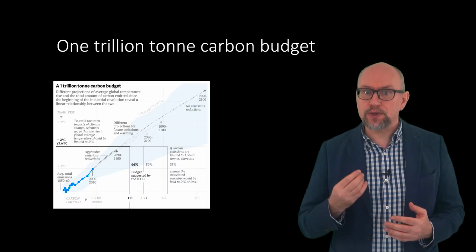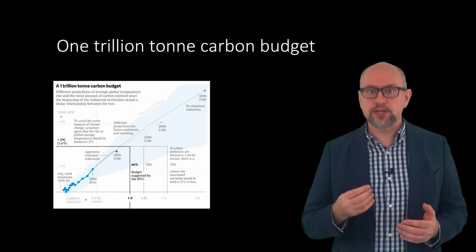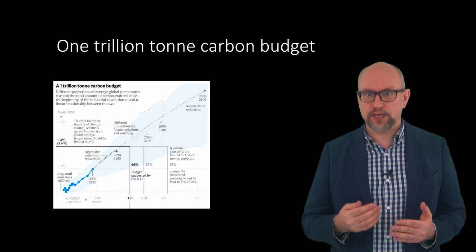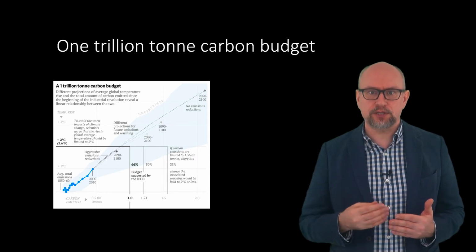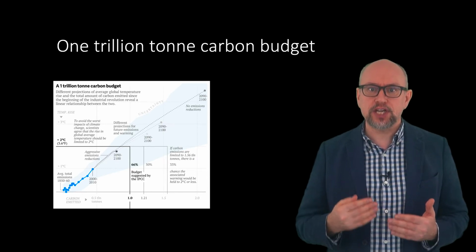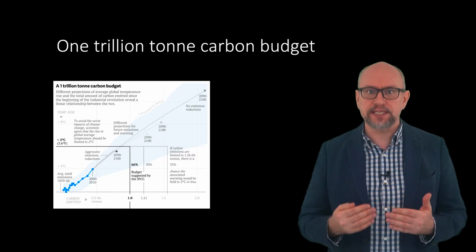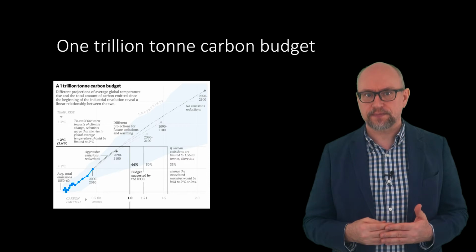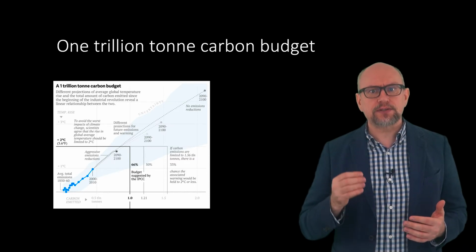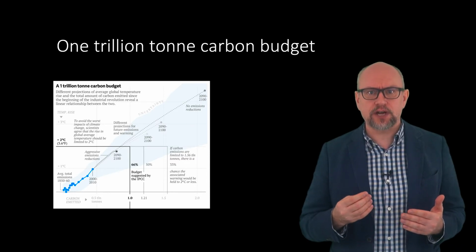Let's suppose that we want to limit global warming to 2 degrees Celsius over pre-industrial levels. To achieve such a goal without negative CO2 emissions, we have to limit the cumulative amount of carbon emitted since the beginning of the Industrial Revolution to 1 trillion tonnes. This amounts to around 3.7 trillion tonnes of carbon dioxide.